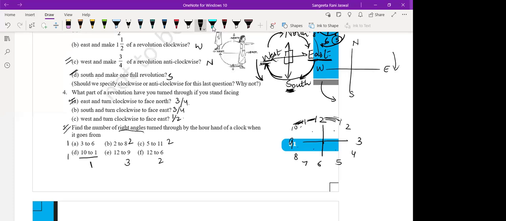Ma'am, 1 right angle is 3 hours here. Yes, 3 hours. I'm just taking it in minutes, 15 minutes. Okay, that's 3 hours only. If you are taking it in hours, that's 3 hours. Okay. From 5 to 11? Ma'am, 2 right angles.